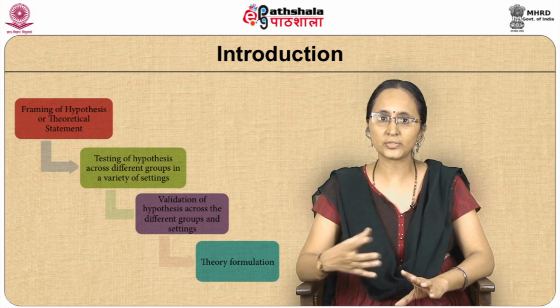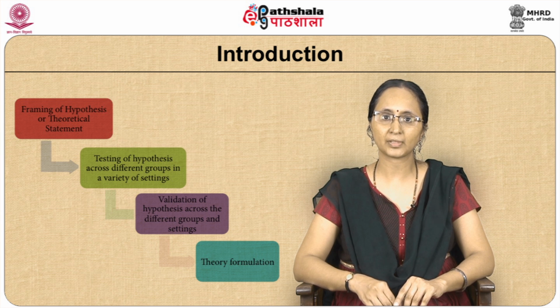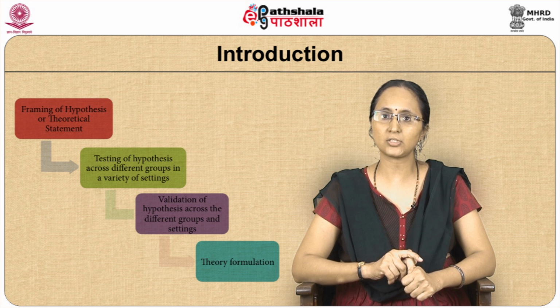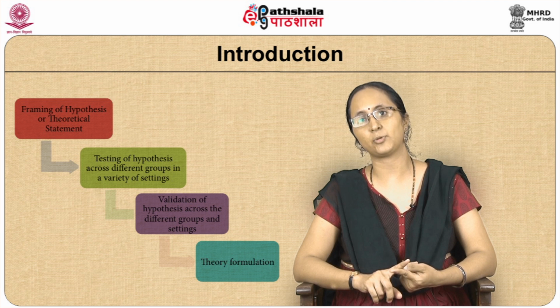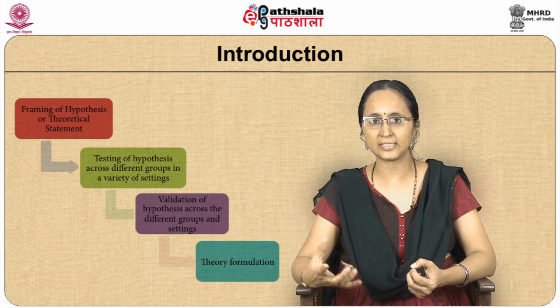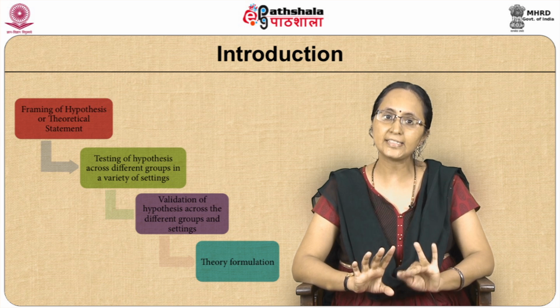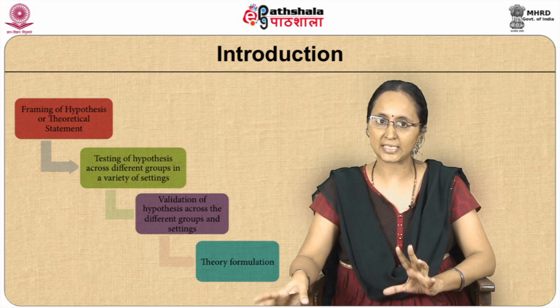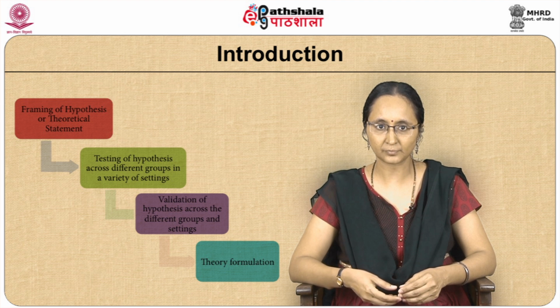The figure on your screen will show you the 4 stages to developing a theory. Stage 1 is framing a hypothesis or the theoretical statement. Stage 2 is testing the hypothesis across a variety of settings, different groups in these settings. Third stage is validating the hypothesis across these different groups and different settings, and the fourth stage is the formulation of theory. We can use an example to explain this.